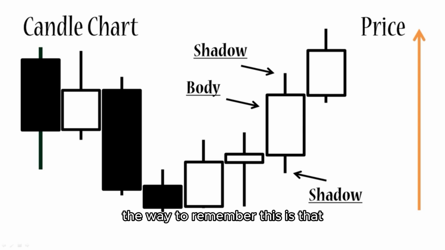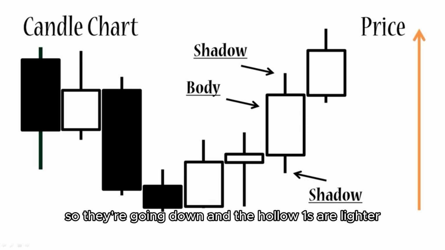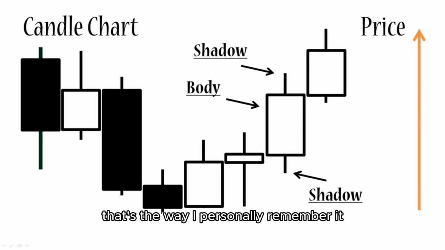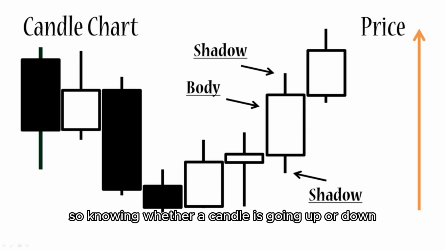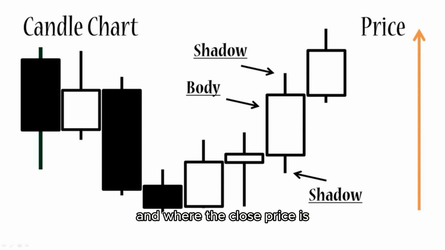The way to remember this is that hollow are lighter than filled, because filled have more paint in them or color. They're heavier, so they're going down, and the hollow ones are lighter, so they're going up. That's the way I personally remember it. So knowing whether a candle is going up or down, it's very easy to understand where the open price is and where the close price is.